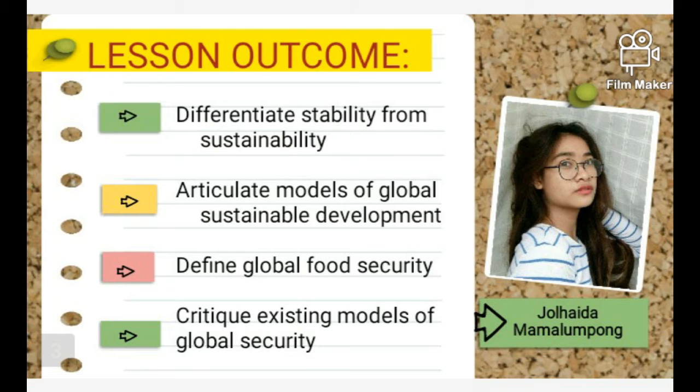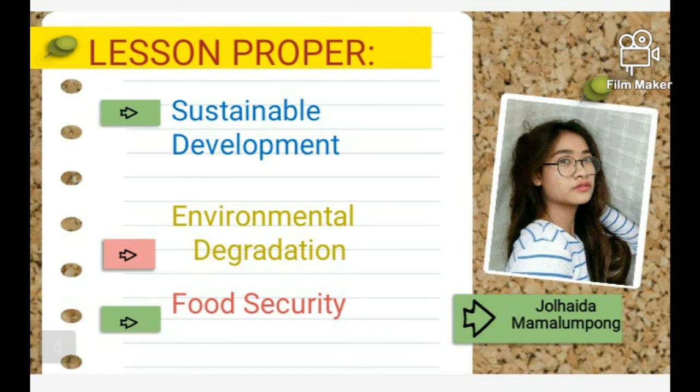Fourth, critique existing models of global security. Sustainable development is the principle to achieve the goals of human development while maintaining the ability of nature to produce natural resources and ecosystem services on which the economy and society depend.